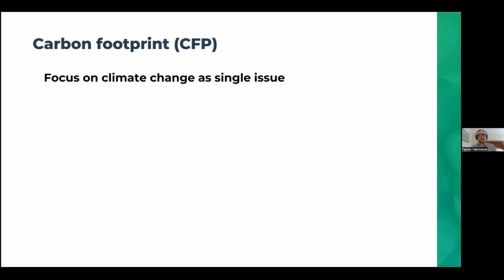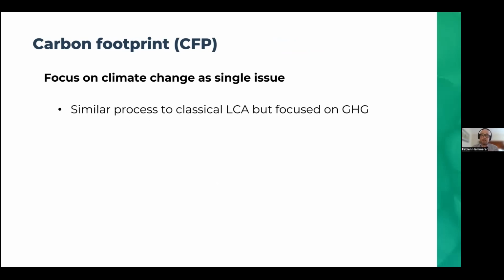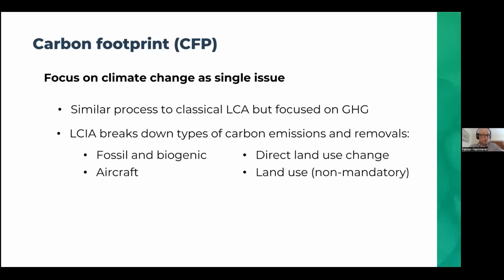And finally, carbon footprint. So this one is back to environmental impacts, but with a focus on climate change as a single issue. You will apply exactly the same methodology as for LCA, the same approach with the 4 steps that I mentioned, from scope definition to lifecycle inventory to LCIA and interpretation. But you will focus on a single impact category, global warming potential.